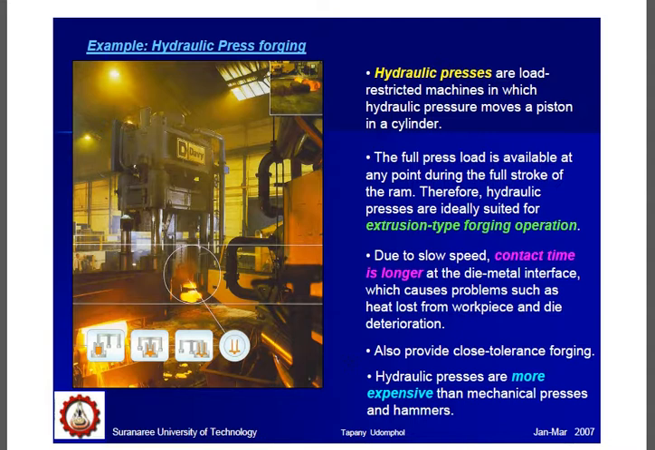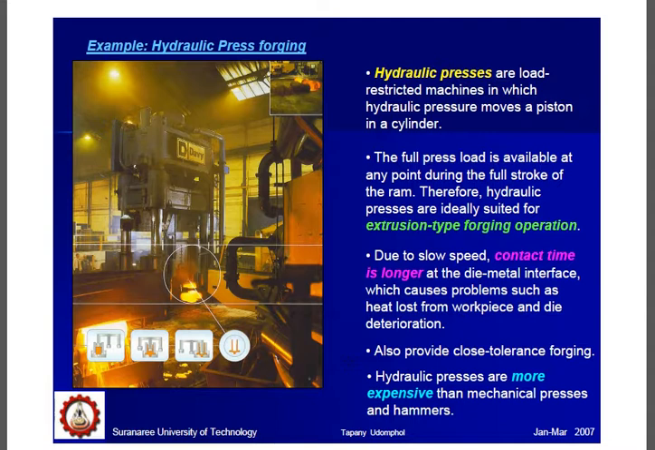A hydraulic press is a load-restricted machine in which hydraulic pressure moves a piston in a cylinder. The full press load is available at any point during the full stroke of the ram. Therefore, hydraulic presses are ideally suited for extrusion type forging operations.